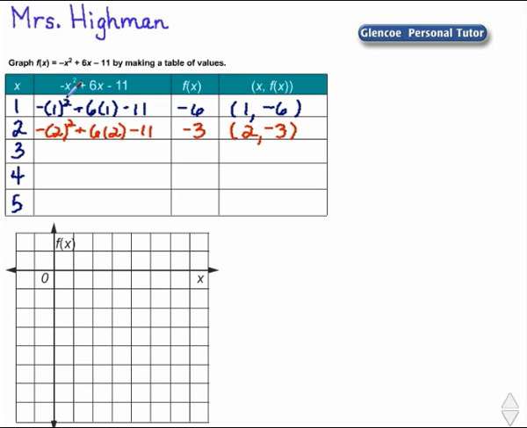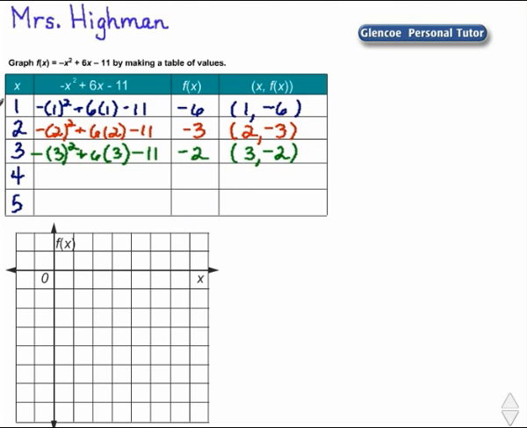Next, if we substitute in 3 in place of x, so we have negative 3 squared plus 6 times 3 and minus 11. And simplifying there, we get negative 2. So we'll write that ordered pair as 3, negative 2.